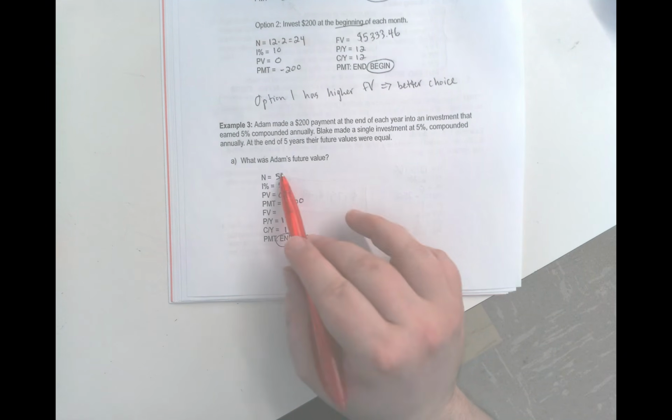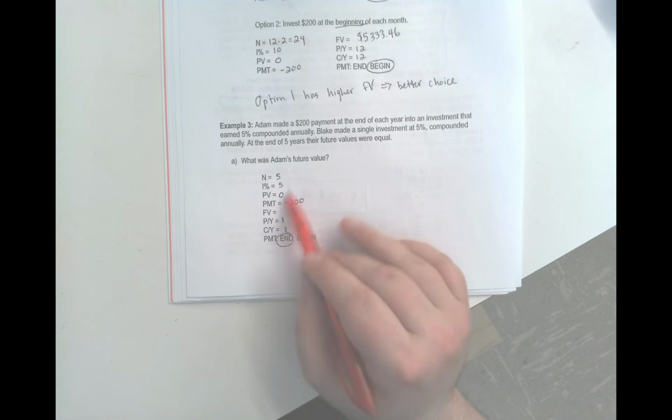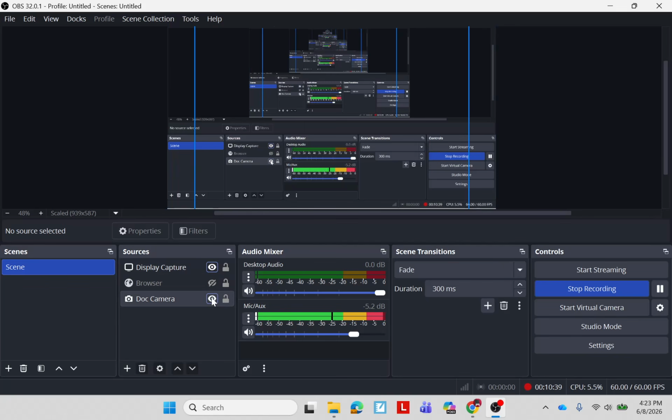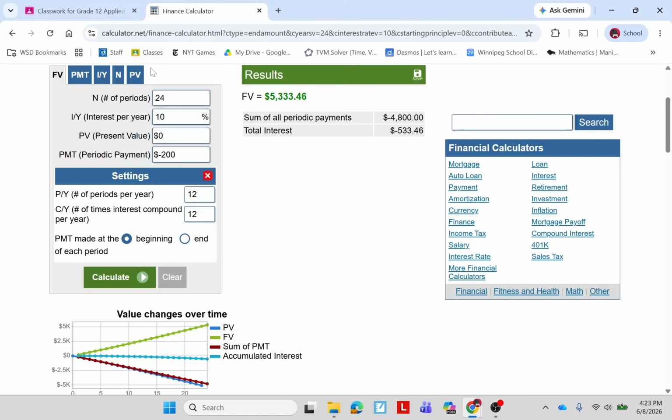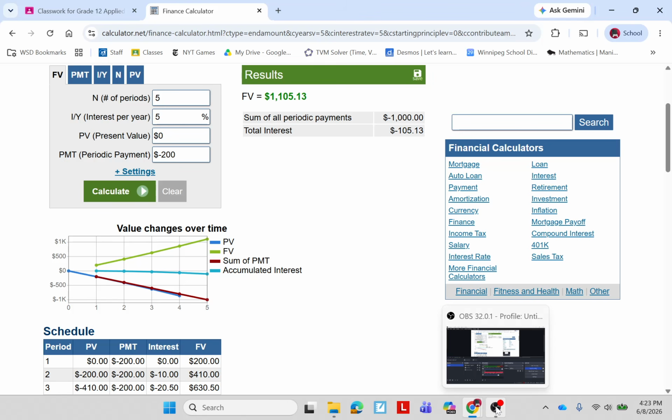So I've got my values filled in. There are 5 years. He's making 1 payment per year, so 5 payments. He's putting in $200 each time, interest rate 5%, starting value of 0, compounded annually. And he's making those payments at the end of each year. So again, we're calculating the future value. So let's go ahead and put them in here. 5, 5, 0, minus 200, 1, 1, making them at the end of the year. And when we calculate, we get $1,105.13.